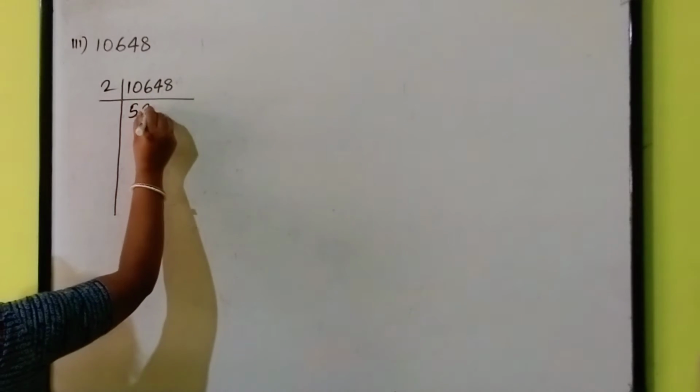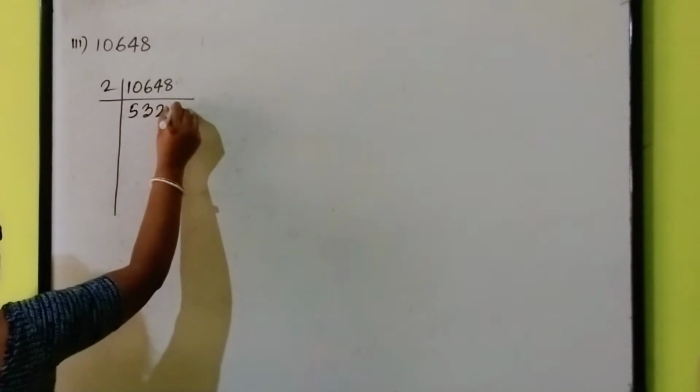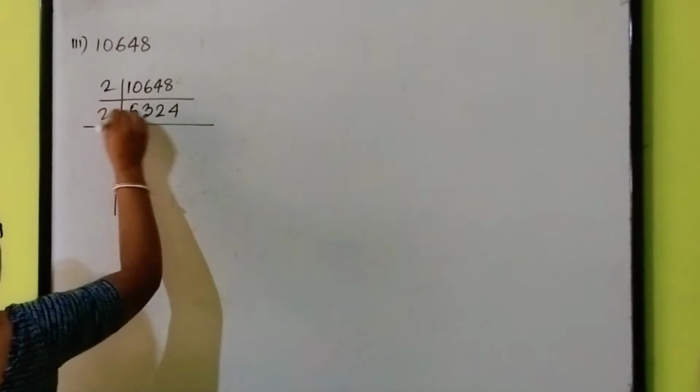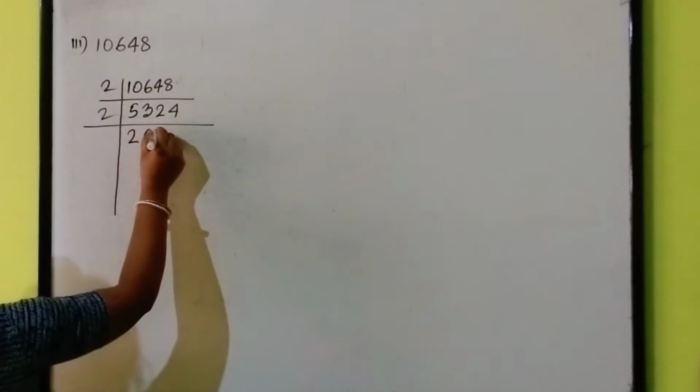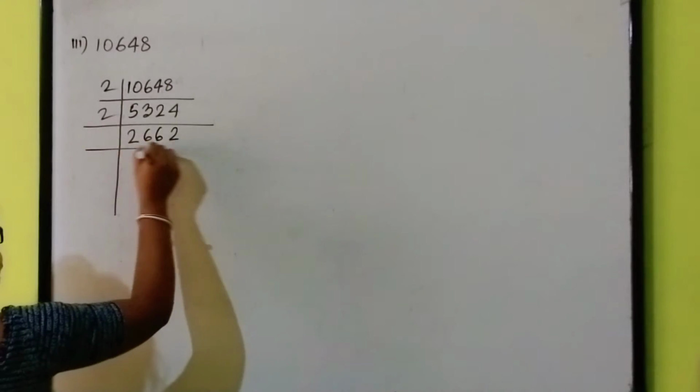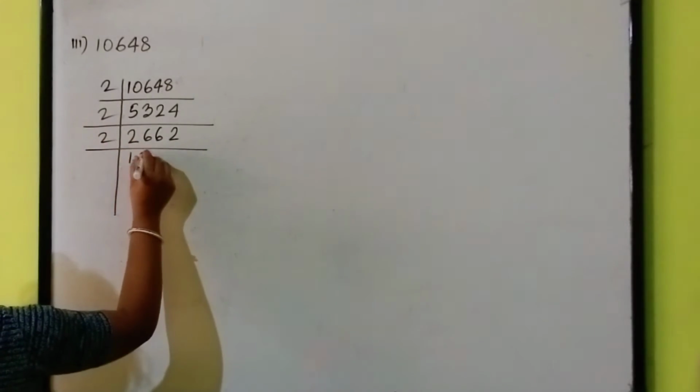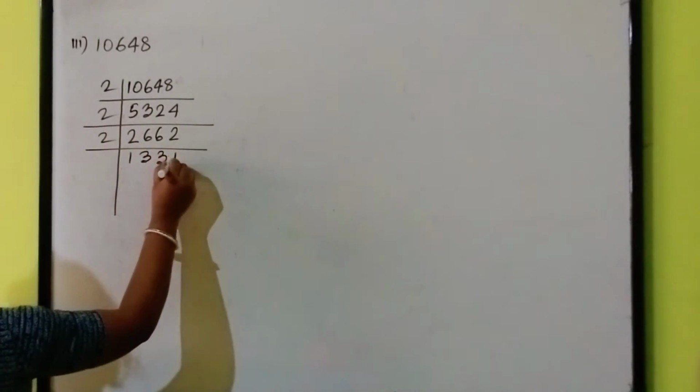2 5s are 10, 2 3s are 6, 2 2s are 4, 2 4s are 8. Okay then. Then 2 2s are 4, remainder 1, 2 6s are 12, remainder 1, 2 6s are 12, 2 2s are 4. Then 2 1s are 2, 2 3s are 6, 2 3s are 6, 2 1s are 2.